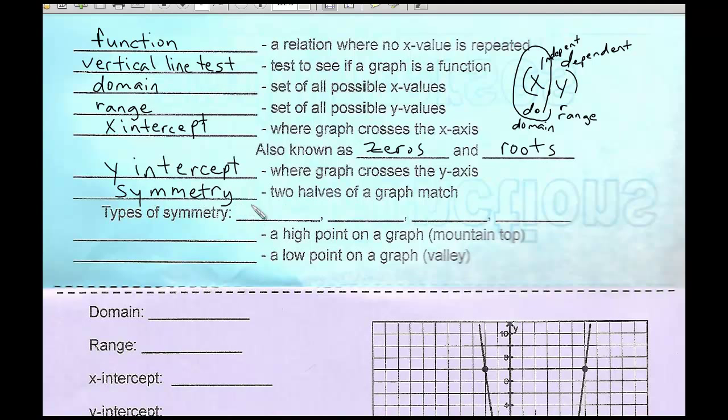Types of symmetry: you have x-axis symmetry, y-axis symmetry, y equals x symmetry, and origin symmetry. The highest point on a graph is called the maximum. The low point on a graph or valley is called the minimum. So these are the vocabulary words that you will need in this unit to help you be successful.